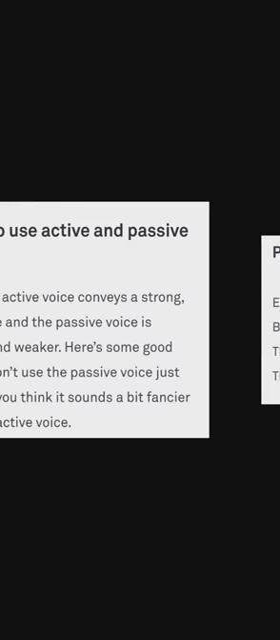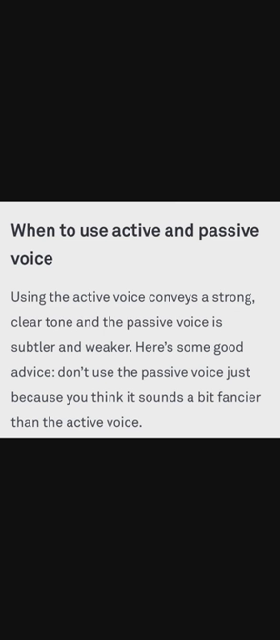Now, children, when to use active and passive voice? Using the active voice conveys a strong, clear tone, and the passive voice is subtler and weak. Subtler means complicated. So, children, a good piece of advice is don't use passive voice just because you think it sounds a bit fancier, right? Sometimes when you use passive voice you feel it's fancier, but generally we commit grammatical mistakes while using the passive voice. So avoid using passive voice. I'm not saying don't use it, but in maximum cases use active voice.